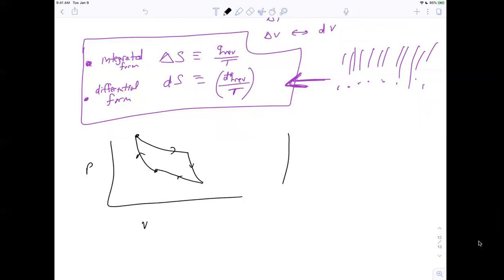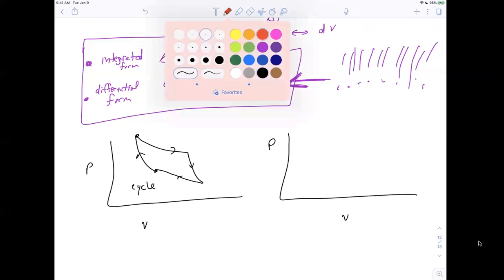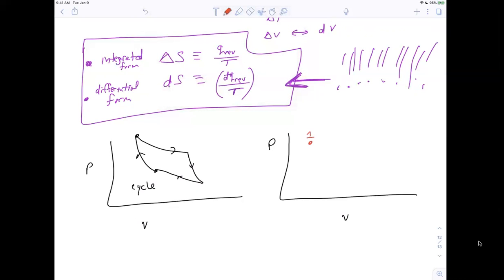If you had a general process, so again, this is a cycle. It's a reversible cycle. But let's say you had any reversible process. Here's your state one, and you go through some process on this PV diagram and you come back. So this is some arbitrary thing, some general reversible process. So this is a reversible cycle, some arbitrary reversible cycle.